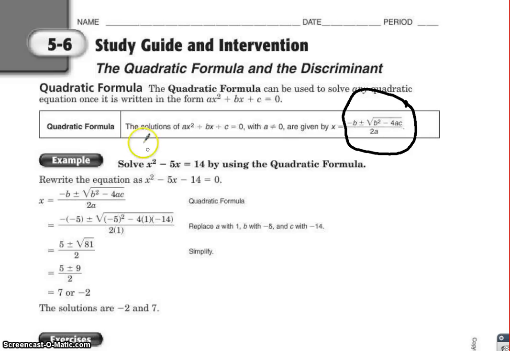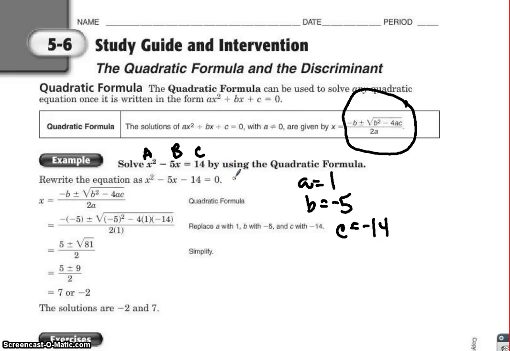Using the equation, this was my A, my B, and my C. Okay, so my A is a positive 1, my B is a negative 5, and my C is actually going to be a negative 14. So A was 1, B was a negative 5, and C is going to be a negative 14 because, again, remember my equation has to be equal to 0.